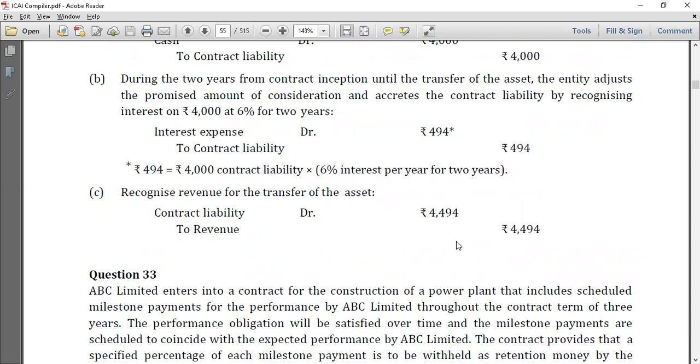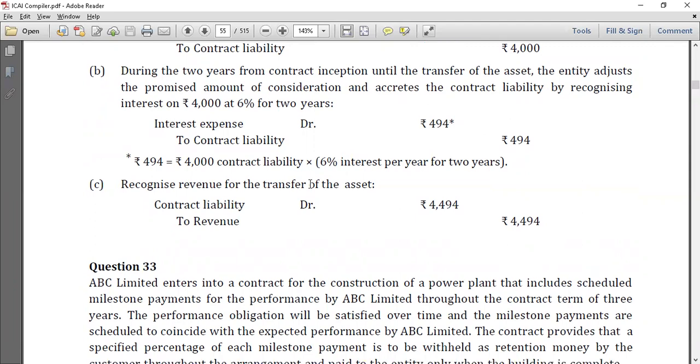So here the interest component is interest expense to the contract liability, and that will be 494. So interest expense is also recognized as a liability now. Whenever the asset is transferred to the customer, then you will reverse the liability and recognize the revenue.